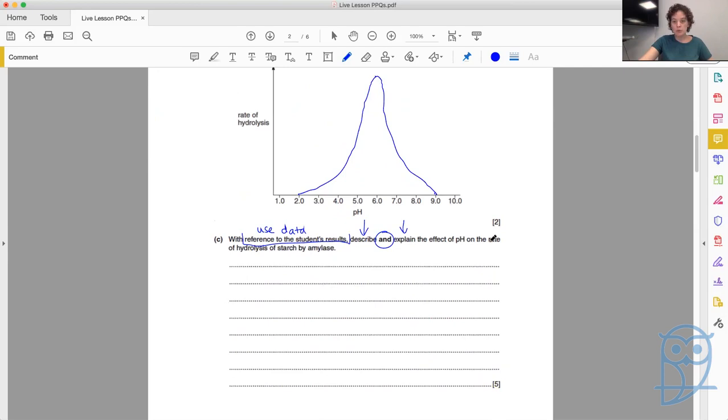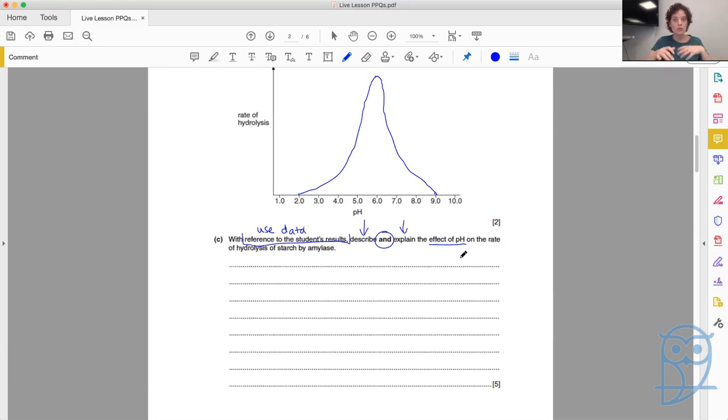The effect of pH on the rate of hydrolysis of starch by amylase. So, effect of pH on hydrolysis. 5 marks. This is a juicy question. So, if you work through this systematically, you've got your 5 marks under your belt, you move on to the next question. So, I rather like these describe and explain questions because they are slightly easier to set out.